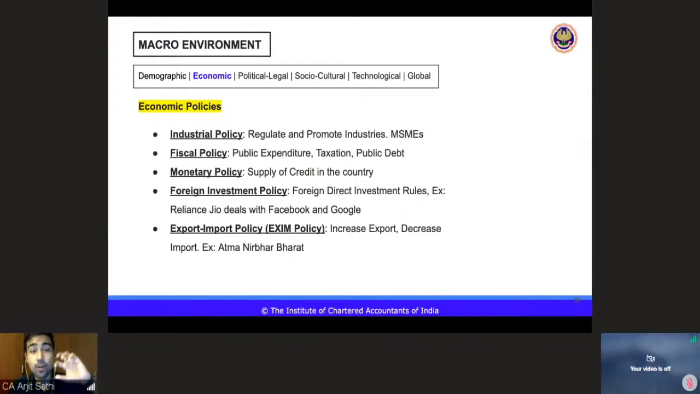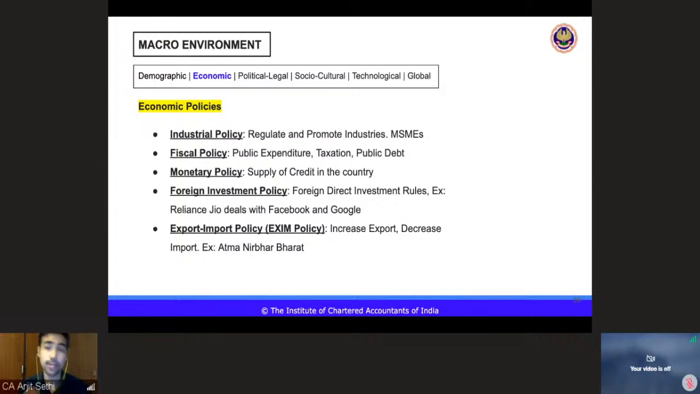Then I go and see what the economic policies are. What is the industrial policy? What is the fiscal policy? What is the monetary policy of India? What is the foreign investment policy of India? What is the export and import policy of India? Is it wanting more export? Is it wanting more import? Does it want to increase export and decrease import?